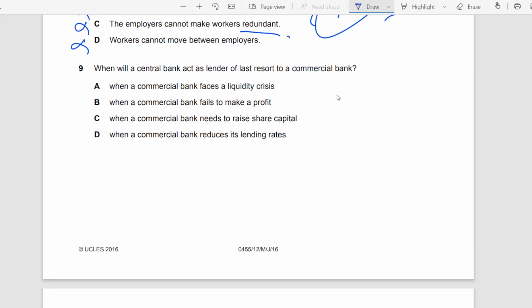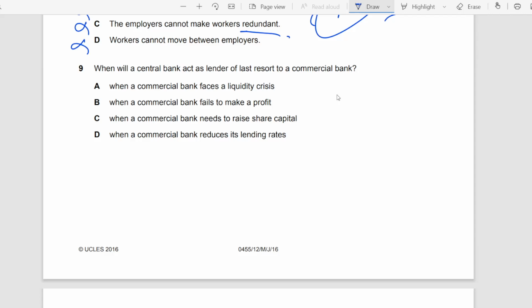When will a central bank act as a lender of last resort to a commercial bank? A central bank has some functions, and being a lender of last resort to the commercial bank is one of them. Again, this is a theoretical question, so you don't need a lot of explanation. You just need to read the book very thoroughly in order to solve this question.